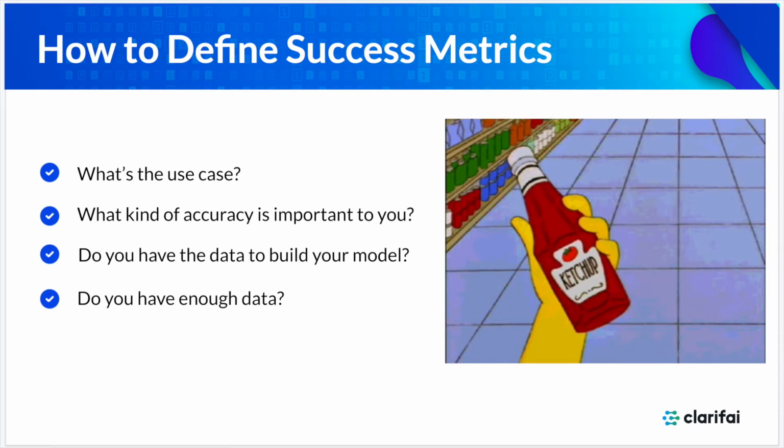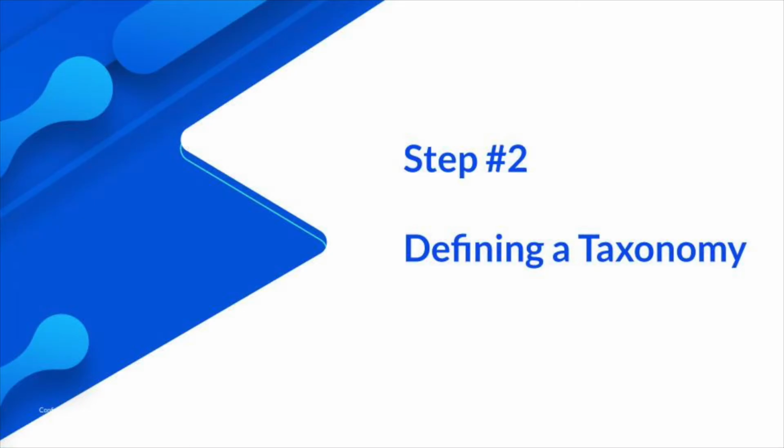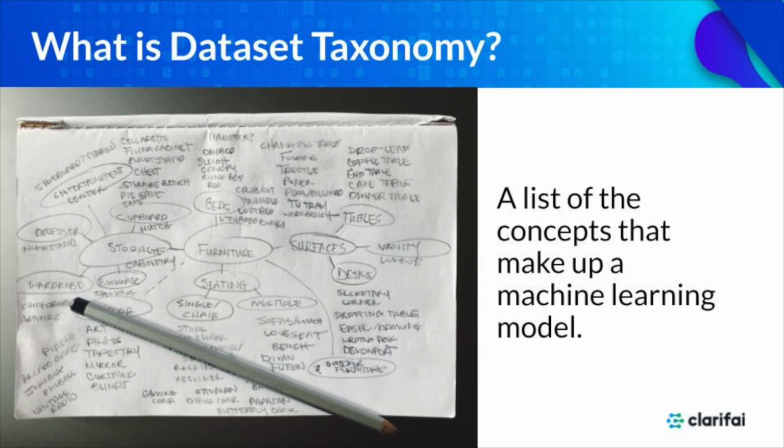probably use more still. So once you've defined your success criteria, it's time to define our model's taxonomy. And a taxonomy is basically the list of concepts that make up your model.